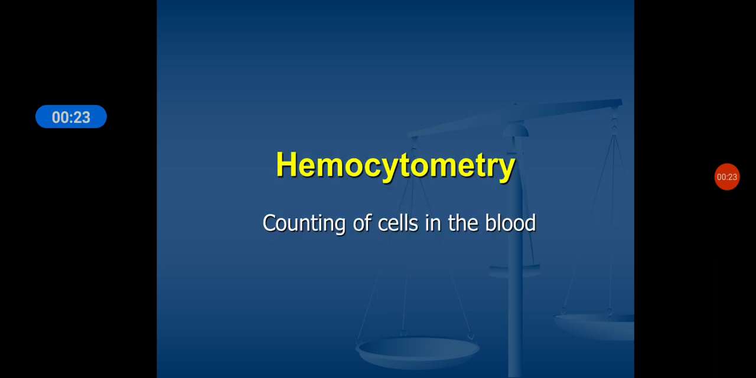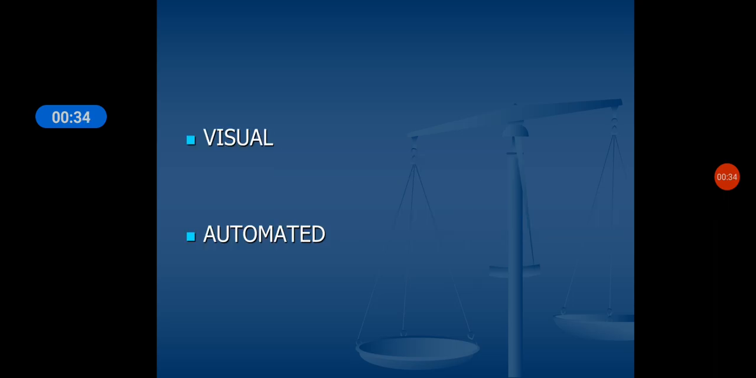What is total count? It is nothing but the total WBC count. In physiology you would have learned that with the help of a Neubauer chamber, you count the total number of WBCs present. So there are two methods: the typical visual method, using the Neubauer chamber, and the latest one, where an automated machine does the work for you.